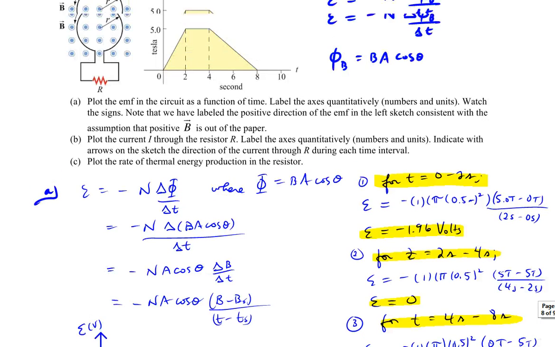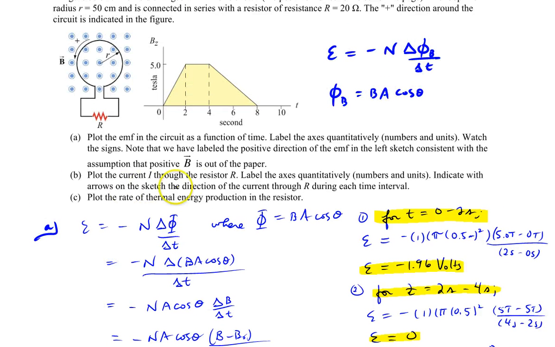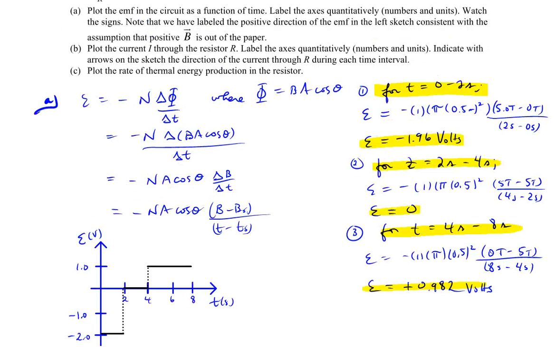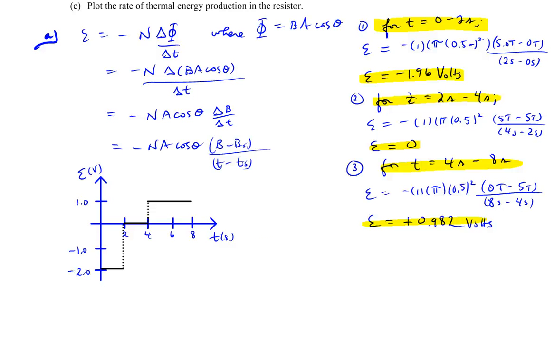Okay, now moving on to part B, we're asked to plot the current through the resistor R and label the axis quantitatively, indicate the arrows on the sketch and the direction of the current through the resistor R during each time interval. If we were asked to find the magnitude of the current, you already know the voltage, and hopefully you're thinking, oh, all I really need to do is apply Ohm's law to get part B. I'm just going to do that over here, part B. Ohm's law says that the voltage is equal to the current times the resistance, so therefore the current will be simply the voltage divided by the resistance.